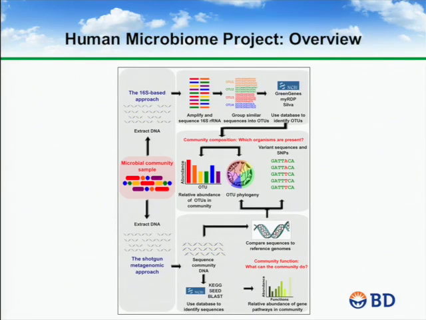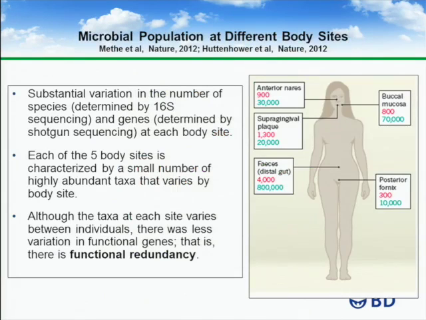Now, I will say the shotgun sequencing was not done for all samples because it's a tremendous amount of genetic material that's generated from that. But as we'll see, it wasn't necessary to do additional sequencing. As we look at the population of organisms on the body, what we see is there's substantial variation in the number of species and the types of genes that are present at each body site. The number of species are what's in red, and what's in blue is the number of genes that are present. And you can see, looking at different body sites, there's really quite a diverse population that's present.